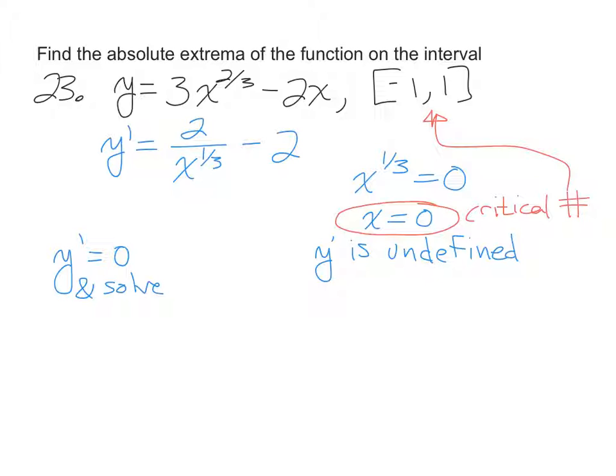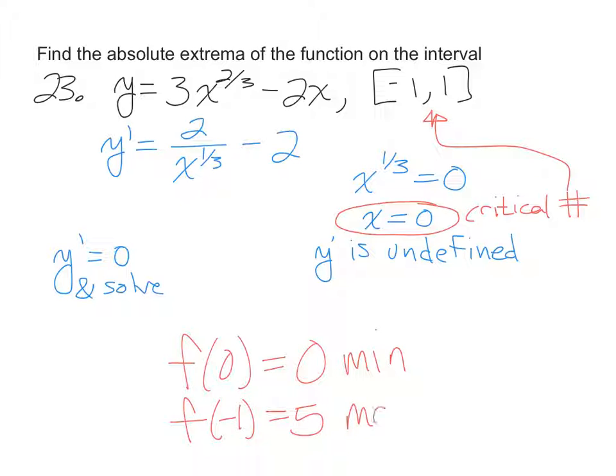I urge you to try the rest of this problem yourself, and you should get some answers that look like the following. F of 0 is equal to 0 is your min, and f of -1 equals 5 is your max.